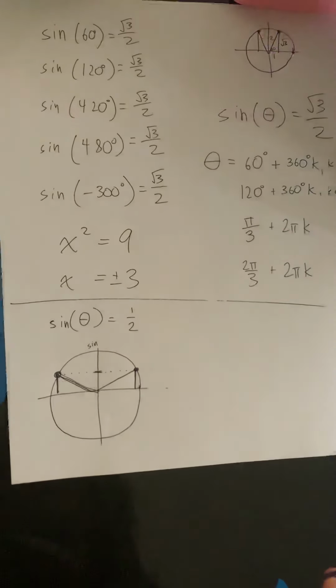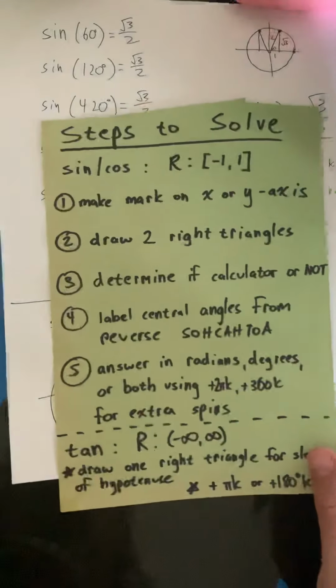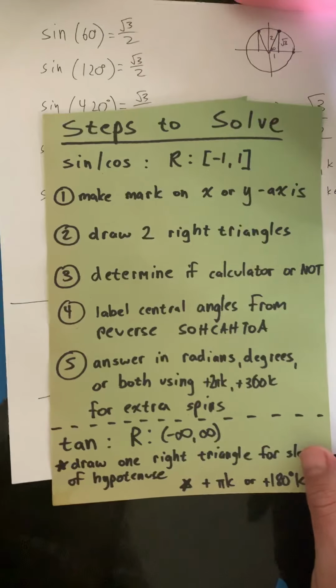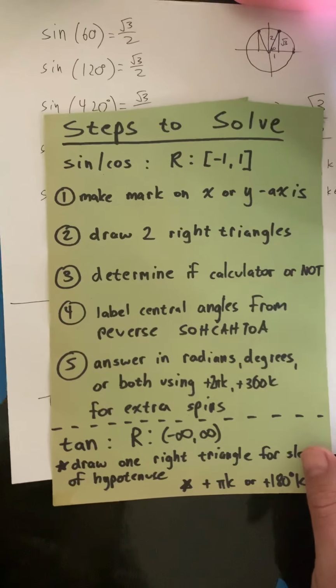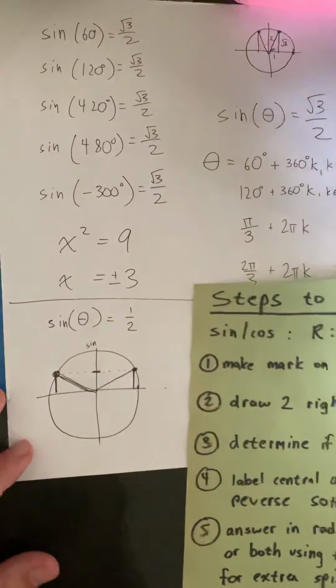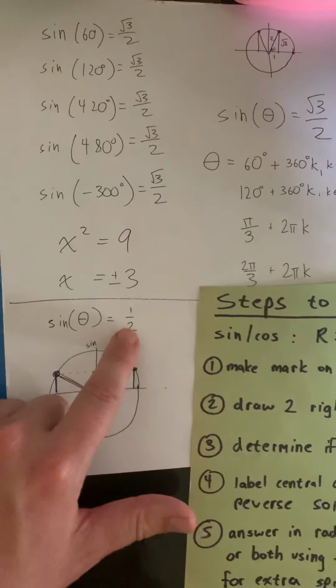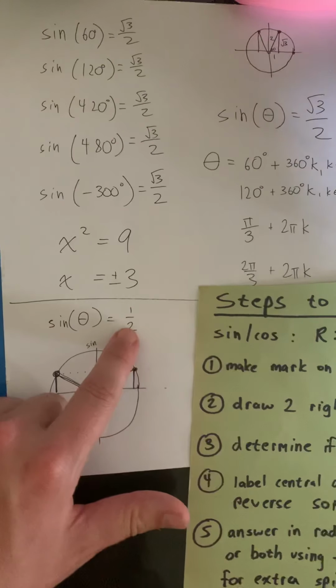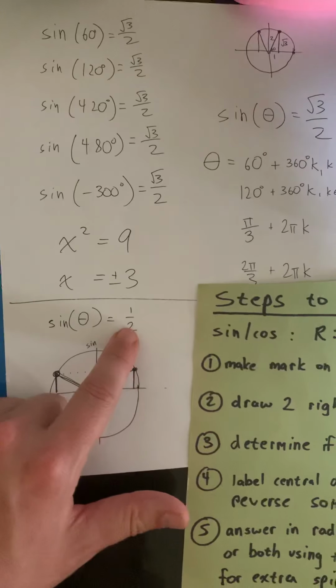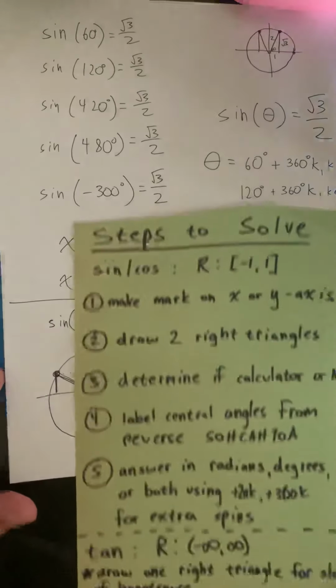Okay. Jumping back over here, we made our mark. We drew 2 triangles. Is it calculator or not? Let's take a look. Sine equals 1/2. Does that look like one of the ratios you got as an answer to the problems from last week? Absolutely it does. Okay, what do we do next?